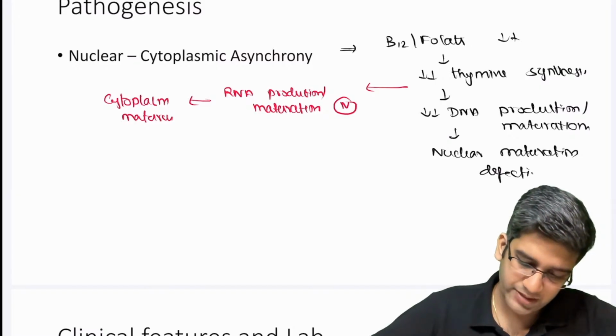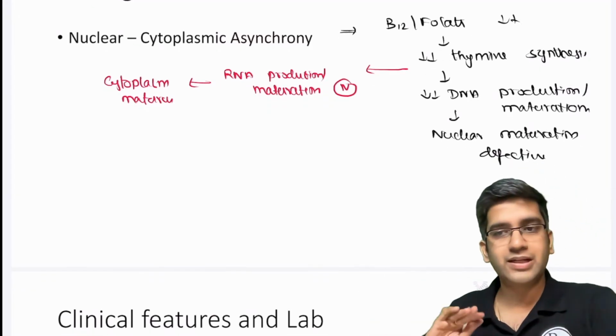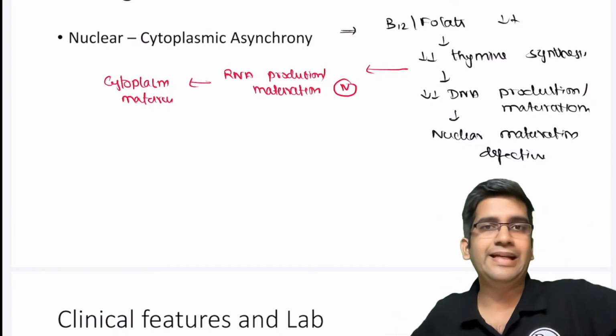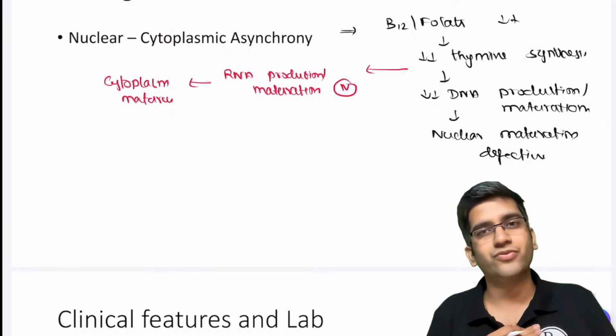Okay, so nuclear maturation is a defect. That's a problem here. That's why I have nuclear cytoplasmic asynchrony. Fine. This is very, very important. Cytoplasmic maturation is completely normal, but nuclear maturation is having a problem because of the thymine problem, right?